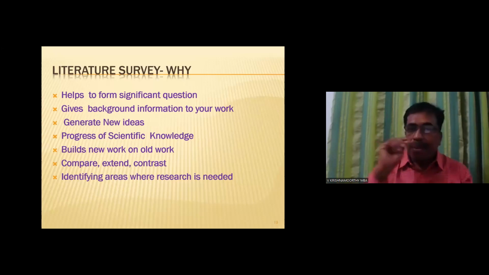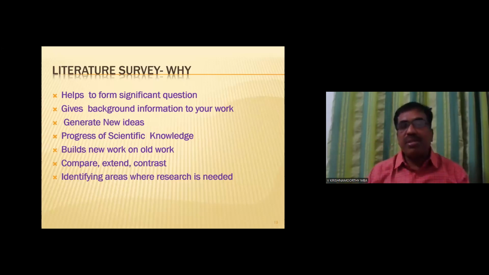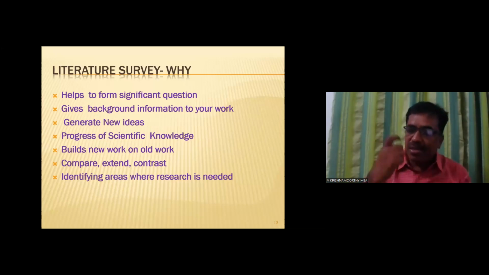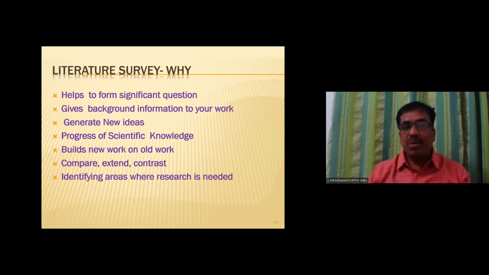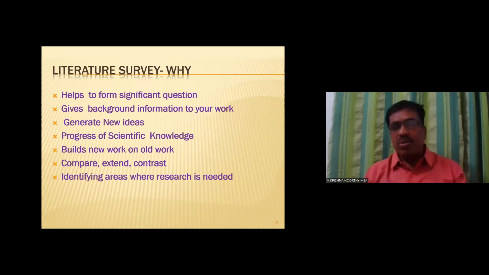Another important thing, it also helps to form significant questions, that is, the research question. By going through the review of literature, you can get some insight. Based on this insight, you can formulate a significant research question. Once you have a research question, it can be easily converted into a research objective by changing some verbs.